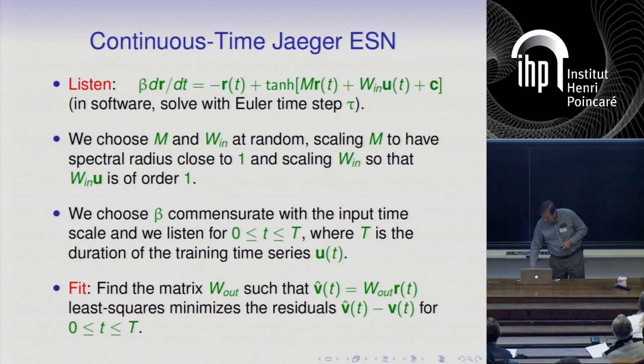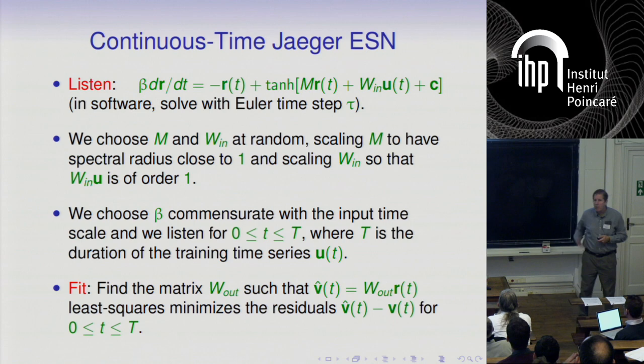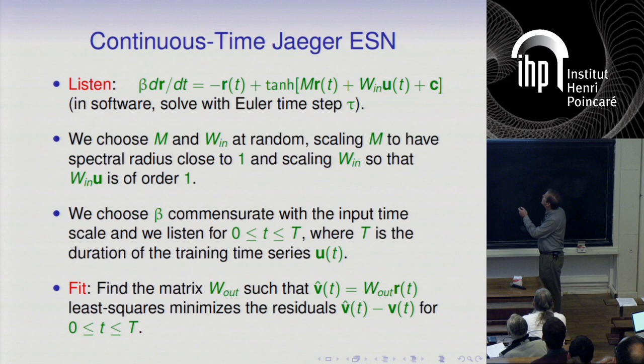Here's an equation. This is not what the reservoir dynamics have to be, but a particular example of what the reservoir dynamics could be, and more or less what we're doing in software for the results I'm going to show you. I'm showing you the equation in continuous time just because I think it's a little bit easier to parse what's going on in that case. But in software, we're doing some discrete time approximation to this.